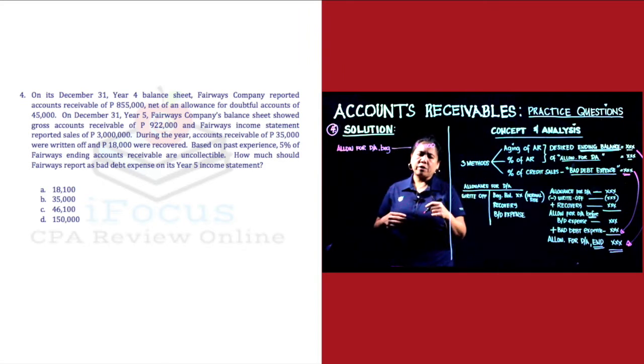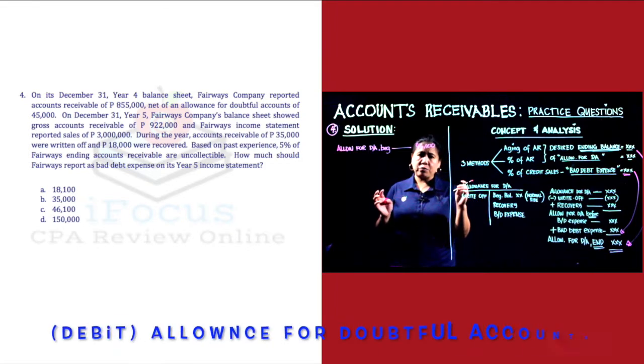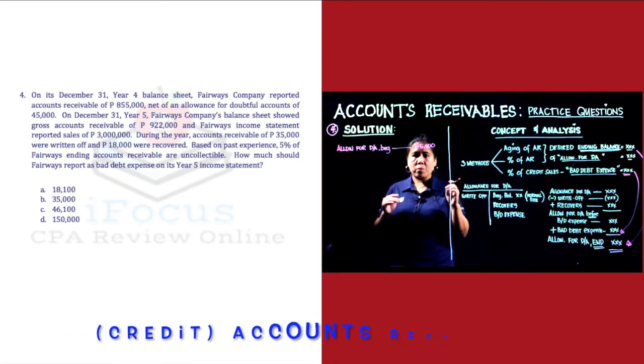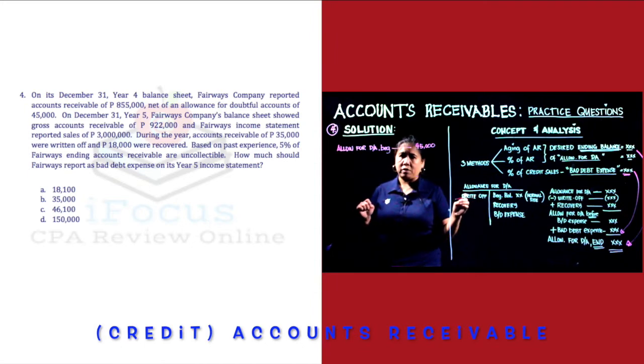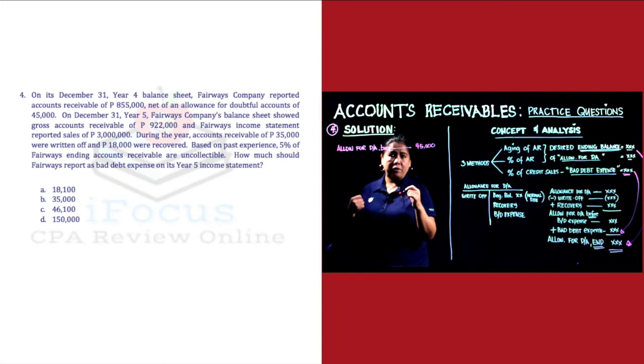So, during the year, accounts receivable of 35,000 were written off. So, yung write-off, ima-minus natin yan sa ating allowance for doubtful accounts. Ano bang entry natin sa write-off? We debit allowance for doubtful accounts and we credit the accounts receivable. Alright? So, dito sa allowance for doubtful account natin ay minus ang write-off.